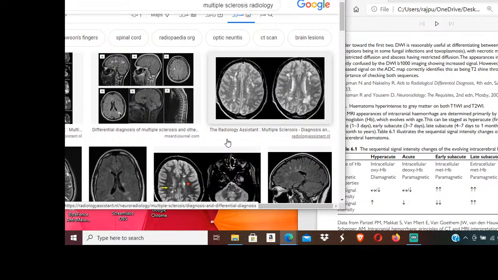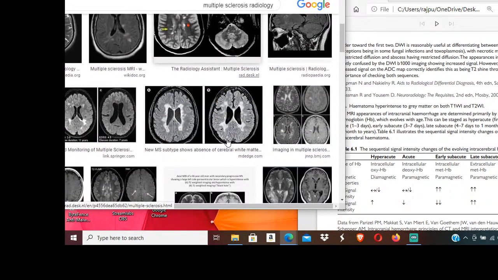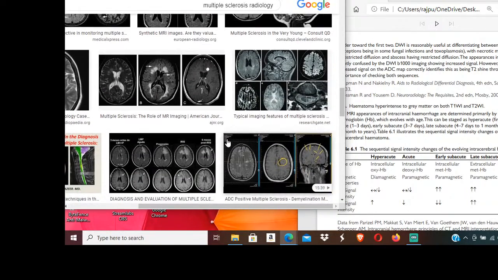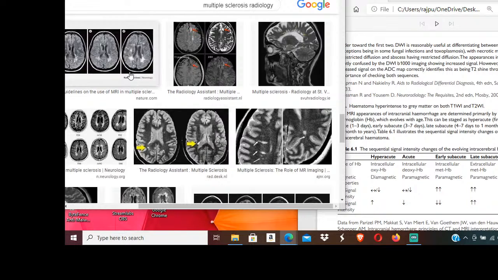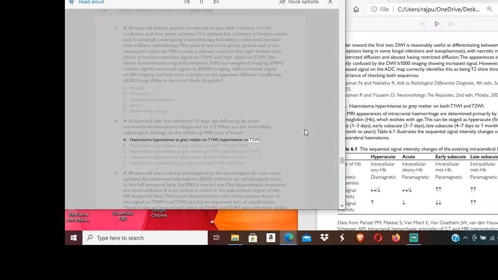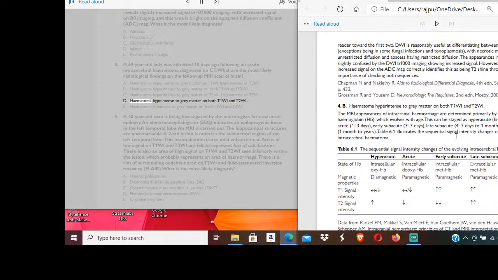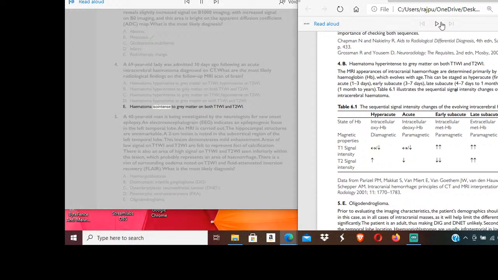4. A 69-year-old lady was admitted 10 days ago following an acute intracerebral hematoma diagnosed on CT. What are the most likely radiological findings on the follow-up MRI scan of brain? A. Hematoma hypointense to gray matter on T1WI, hyperintense on T2WI. B. Hematoma hyperintense to gray matter on both T1WI and T2WI. C. Hematoma hyperintense to gray matter on T1WI, hypointense on T2WI. D. Hematoma hypointense to gray matter on both T1WI and T2WI. E. Hematoma isointense to gray matter on both T1WI and T2WI.